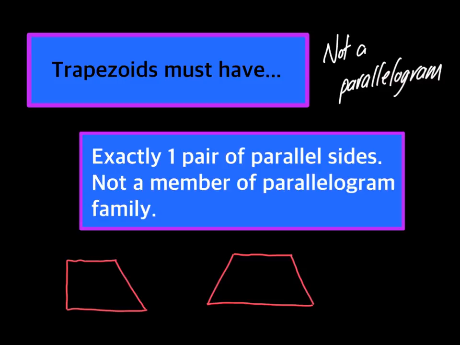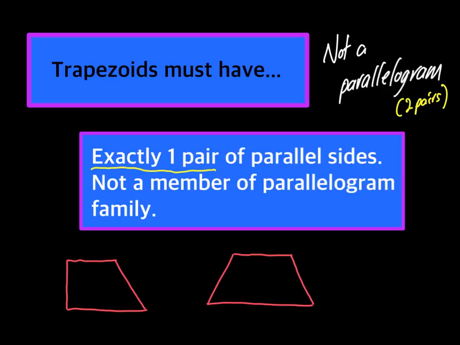Our final quadrilateral that we'll be discussing today are the trapezoids. And the first and most important thing to note is a trapezoid is not a parallelogram. And it is not a parallelogram because, as you'll see down here, a trapezoid must have exactly 1 pair of parallel sides. A parallelogram needs 2 pairs of parallel sides. So it's very important that you realize that it is not a parallelogram.